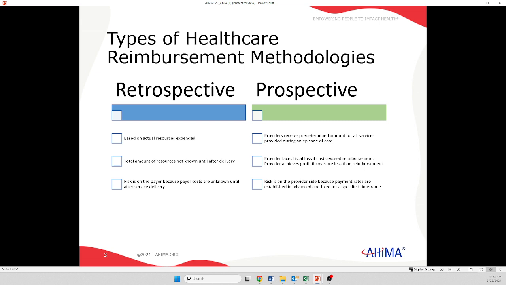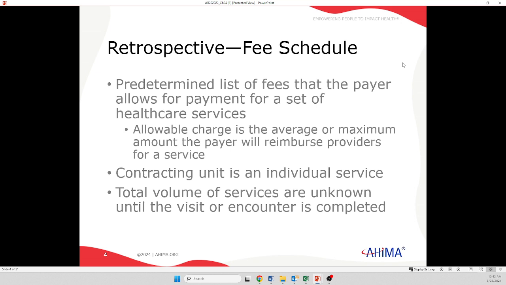All right, so let's first of all look at the retrospective fee schedule. So this is a predetermined list of fees that the payer allows for payment for a set of healthcare services. This is our allowable charge. That's the average or the maximum amount the payer will reimburse. So remember, we had billable and we had allowable. Billable is what they can bill, but allowable is all we're going to pay. The contracting unit is the individual service.